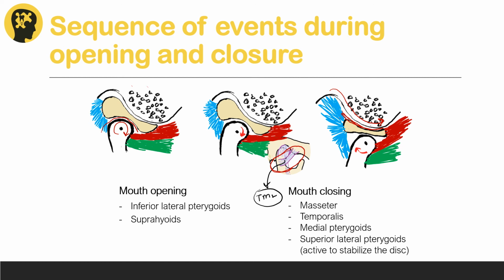Now when the mouth begins to close, it begins with the contraction of the elevator muscles of the jaw, which are the masseter, the temporalis, and the medial pterygoids bilaterally. So these muscles contract and initiate mouth closure. Now the retrodiscal tissues have kind of an elasticity to them. So they also pull the condyle along with the disc backward during mouth closure. And during the final stages of mouth closure, the superior lateral pterygoids also become active to make sure that the condyle and the disc are stabilized or positioned correctly against the articular eminence.